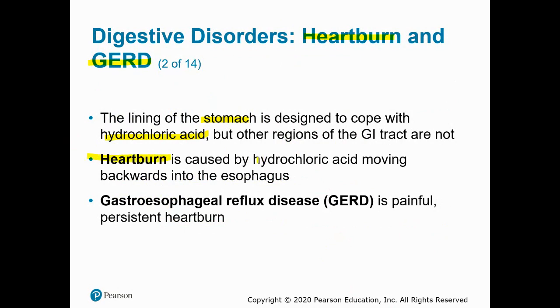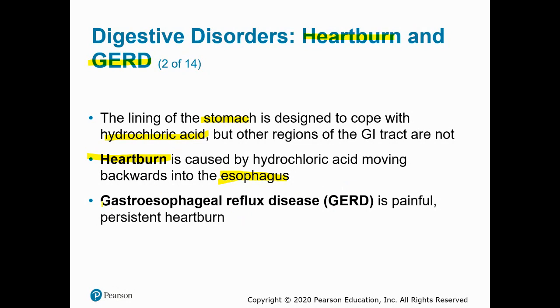So heartburn happens when the contents of the stomach do move backwards up into the esophagus. And so the esophagus literally gets burned by the hydrochloric acid. We call it heartburn because if you remember the image that showed the digestive organs, the stomach's right below your heart and the esophagus is right in the middle of your chest area. So that burning sensation is in the esophagus, but we kind of feel like it's in the heart, but it's actually in the esophagus. So that's why we call it heartburn, but it's really esophagus burn.